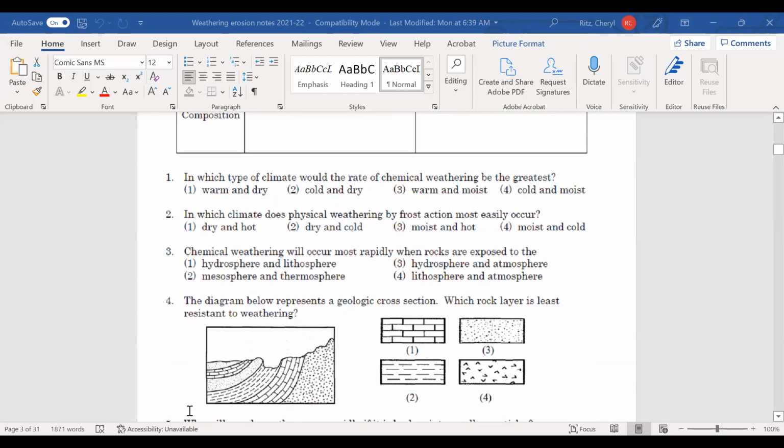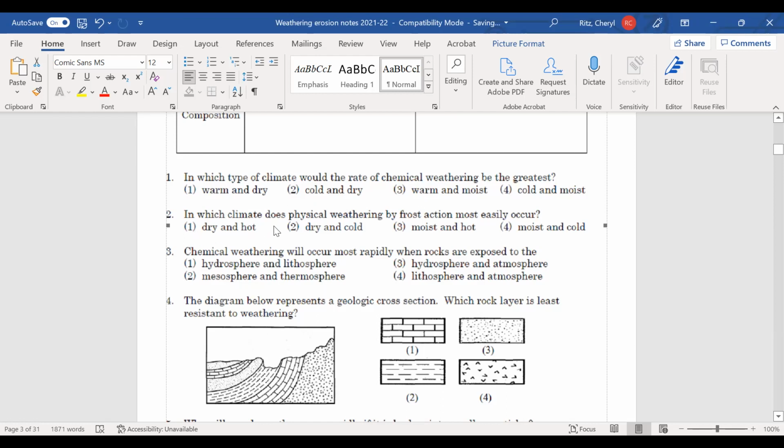We have page 3, question 1. It says, in which type of climate would the rate of chemical weathering be the greatest? Right off the top of this page, chemical weathering happens more in warm, moist climates. So that's answer 3.